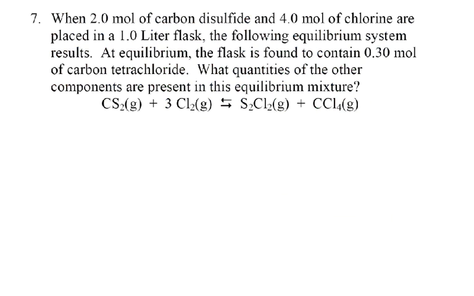Okay, now it's going kind of slowly, so let's look at number 7. Number 7 says we have 2 moles of carbon disulfide, 4 moles of chlorine placed in a 1 liter flask. Now the fact it's in a 1 liter flask means moles and molarity are going to be the same value. The following equilibrium system results. At equilibrium, the flask is found to contain 0.3 moles of carbon tetrachloride. What quantities of the other components are present in this equilibrium mixture? Well, let's do the ICE box.